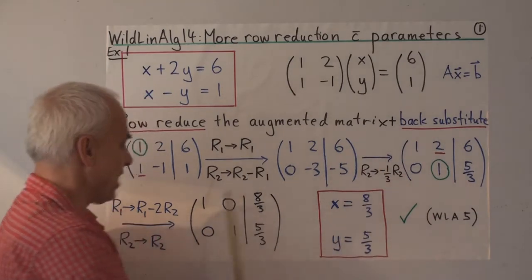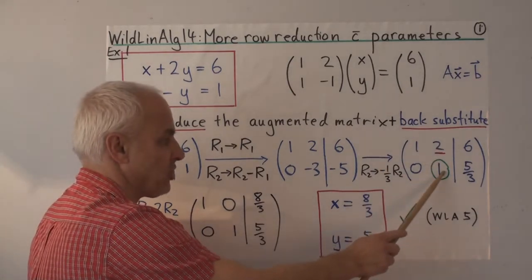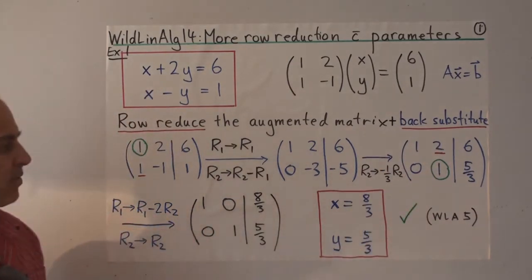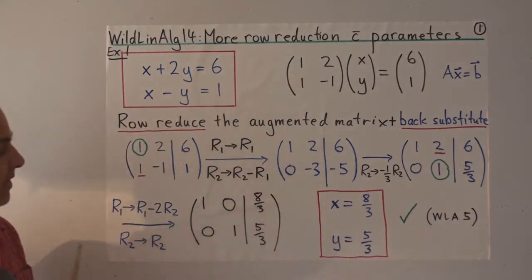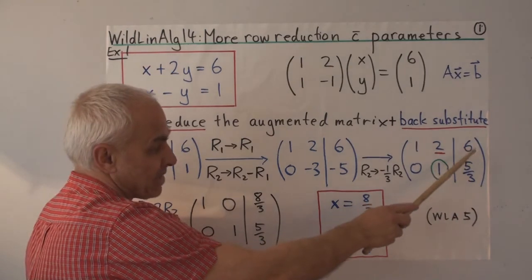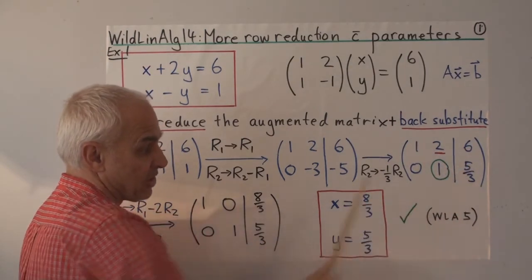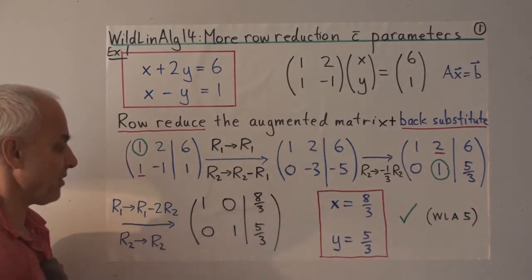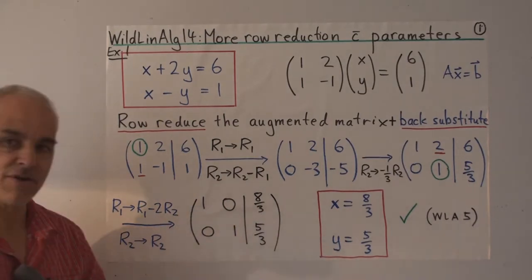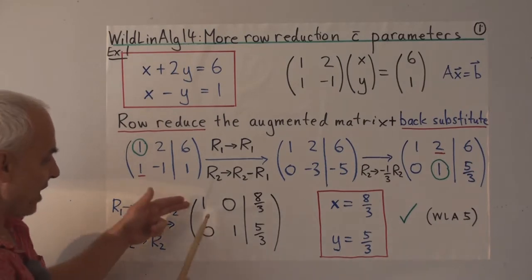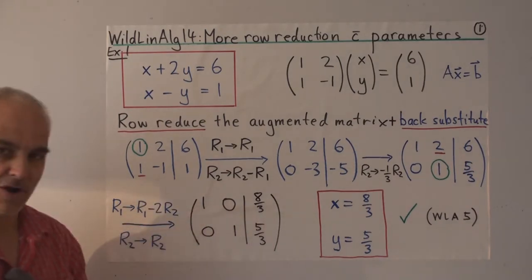So 1 minus 2 times that, well, that's just 1. 2 minus 2 times 1 is 0, as we've required. And 6 minus 2 times that, well, 6 is 18/3 minus 10/3, that will be 8/3. And now it's in what's called fully reduced row echelon form. It's now very easy to read off what the solutions are.